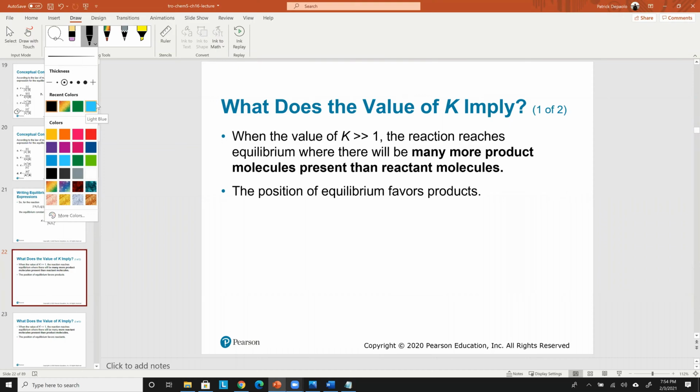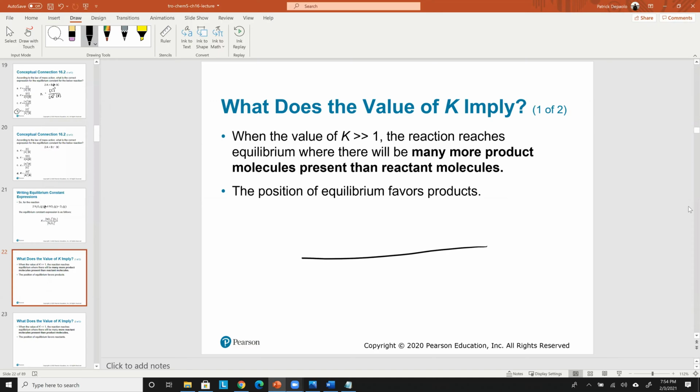If it's greater than 1, this means there are many more product molecules than reactant molecules. And that means the position of equilibrium, another term they use, is the equilibrium position. That just means if you had a spectrum, from 0 to all products and all reactants, where the equilibrium lies for something that has a K value much larger than 1, the products over the reactants is going to be really large.